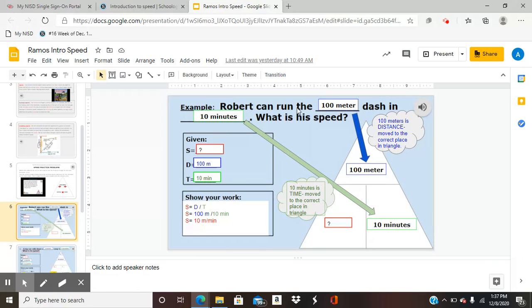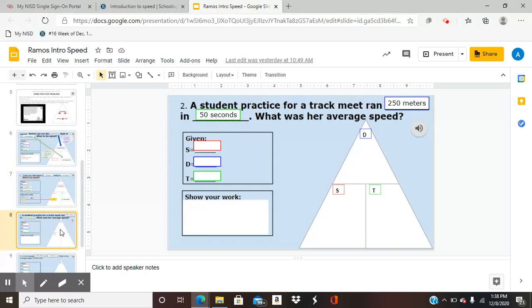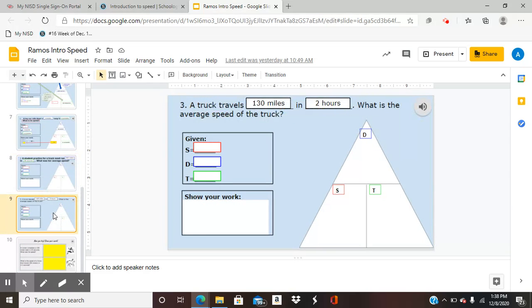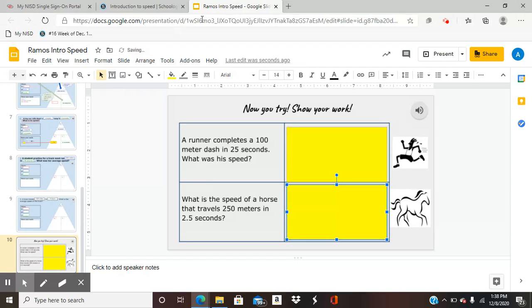Example, Robert can run the 100-meter dash in 10 minutes. What is the speed? So you're going to plug this in and you're going to divide them to get your speed. You would do the same thing with slide 7, slide 8, slide 9, and on slide 10. Now you try and show your work and type in your answers in these boxes.